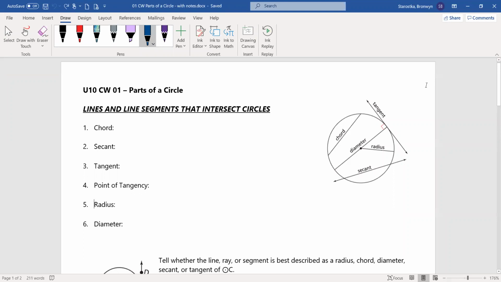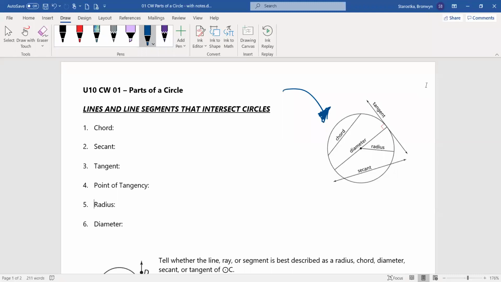Today in Unit 10 is all on circles: parts of a circle, line segments that intersect circles, and angles on circles. So today we're going to start with lines and line segments that intersect circles. And if you look at the diagram over here, our first word is the word chord.